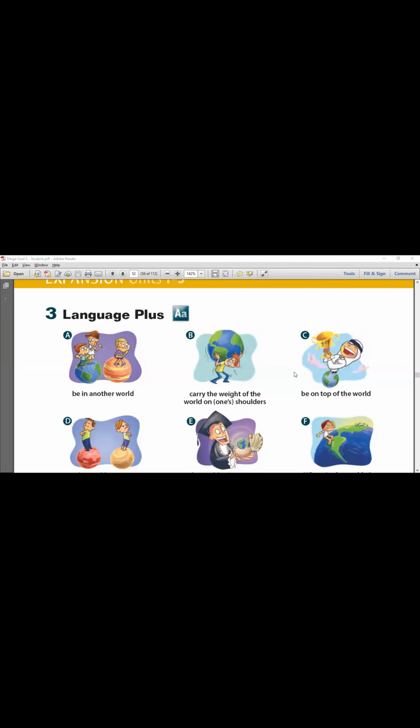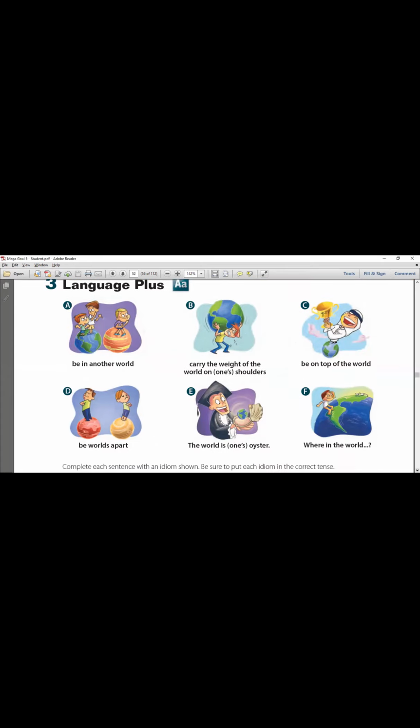Okay, as you can see here, we have Language Plus. Now you have A, B, C, D, E, F, and you have sentences and pictures describing them. Now, the question is, complete each sentence with an idiom shown. Be sure to put each idiom in the correct tense.